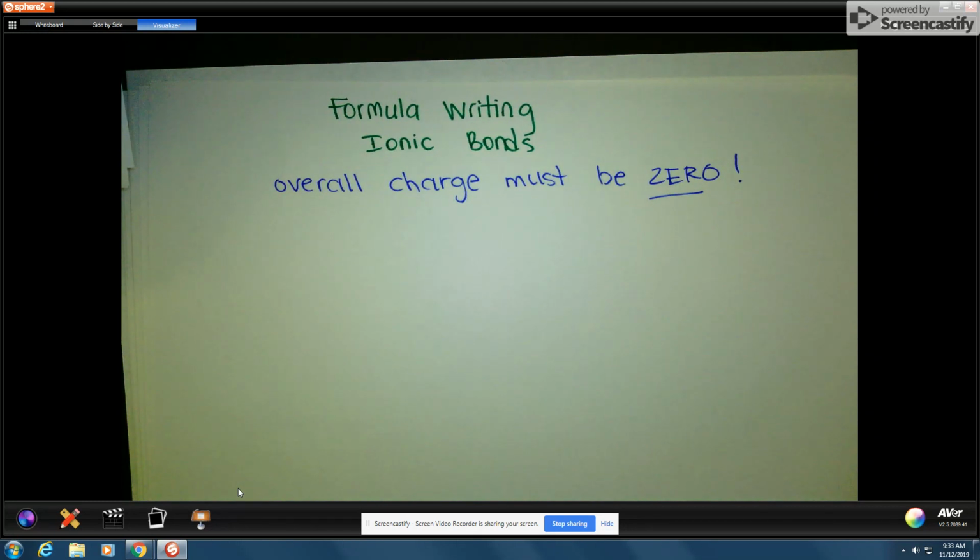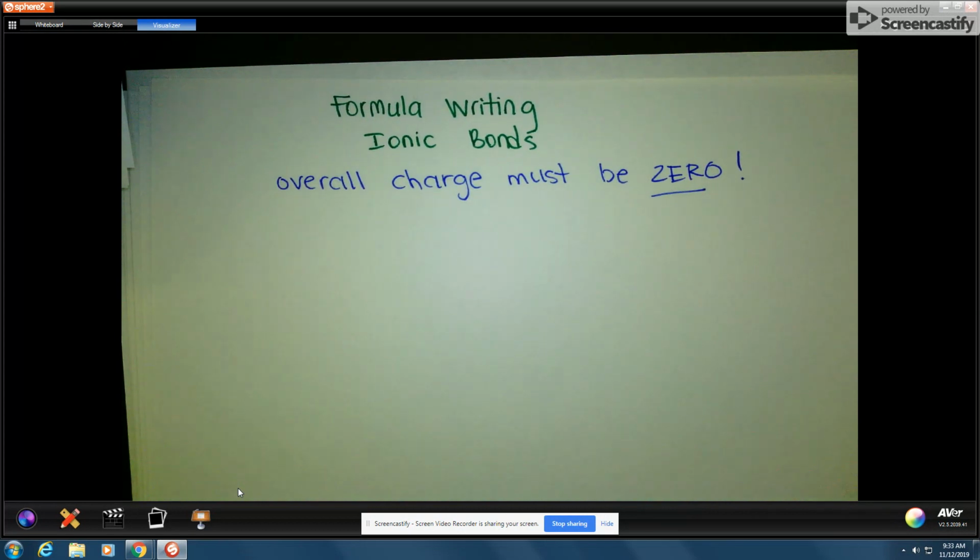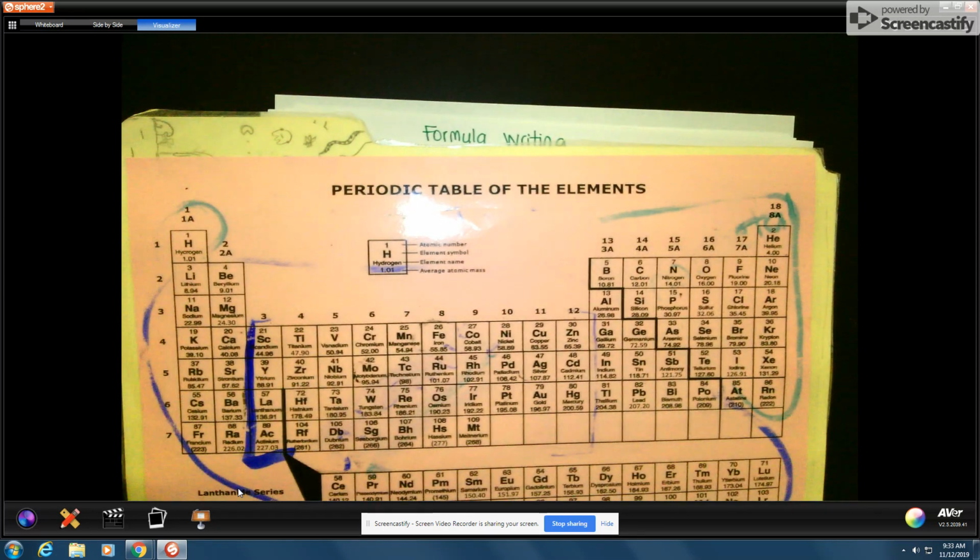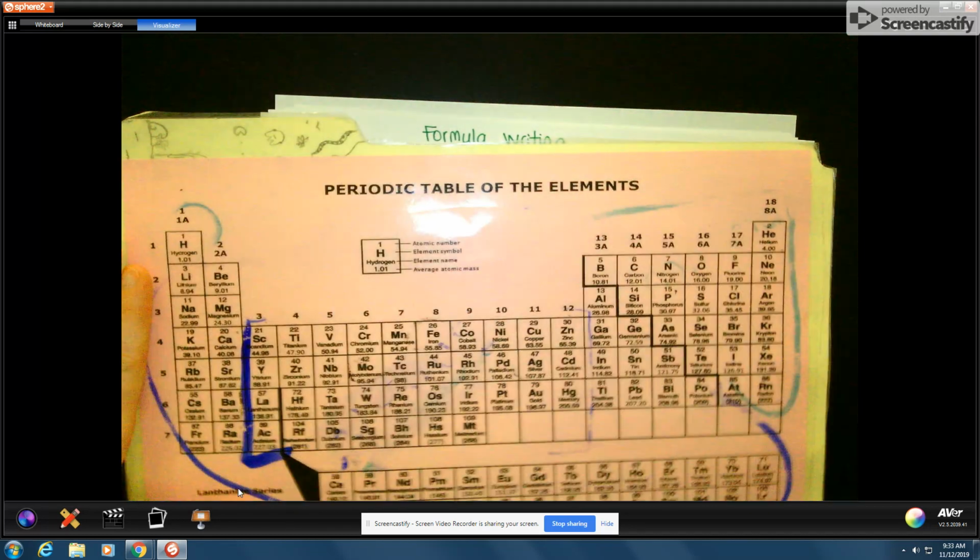In this one, I'm going to show you how to figure out that formula without having to draw those Lewis dot diagrams every single time. And to do that, you have to be very familiar with the charges on the periodic table. So I'm going to bring over this periodic table. That is not the exact one that you will be using in my class, but it works.